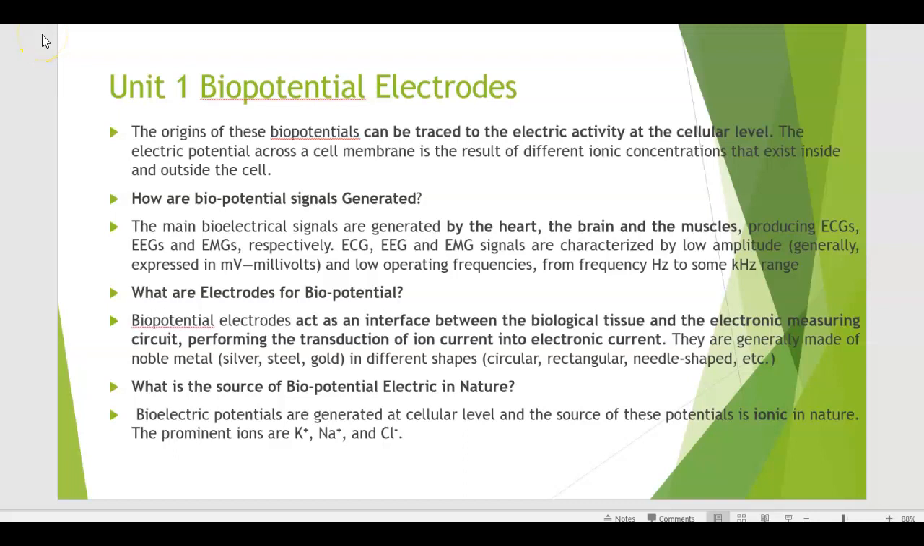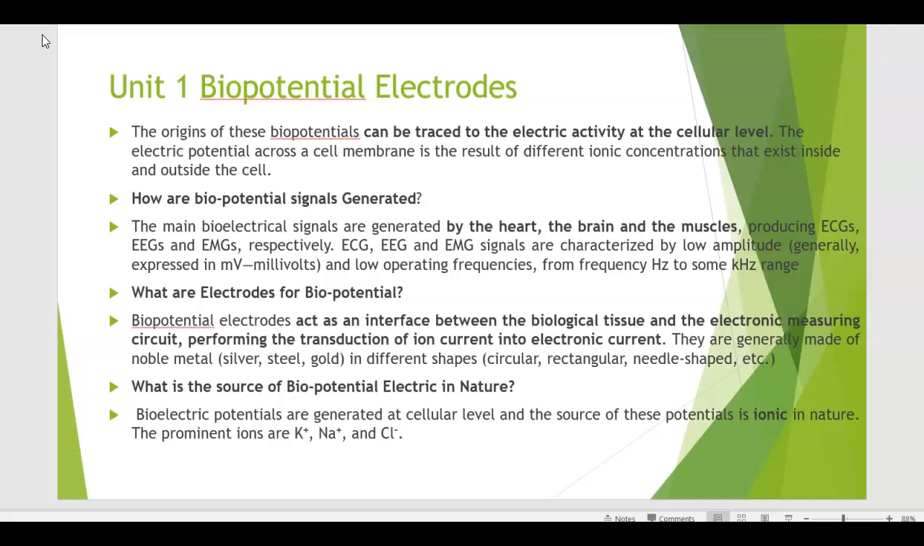A very good morning. The topic of the first unit is biopotential electrodes. The origin of these biopotentials can be traced to the electrical activity at the cellular level. The electric potential across the cell membrane is the result of different ionic concentrations that exist inside and outside the cell. How are biopotential signals generated?